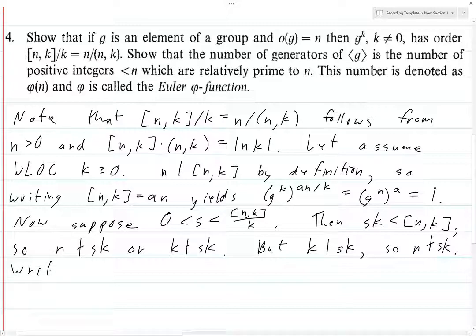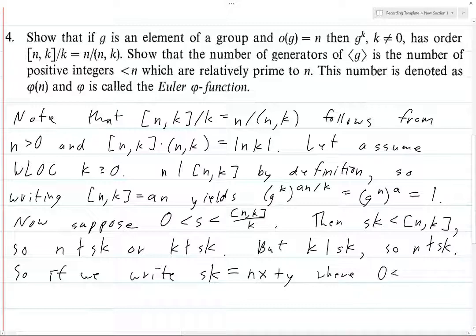So if we do division, we write sk as nx plus y, where y is strictly between 0 and n. It cannot be equal to 0, and it cannot be n. Then we have g to the k to the power of s. Remember, s is what we're trying to prove is not 0, because s is less than this LCM(n,k)/k.